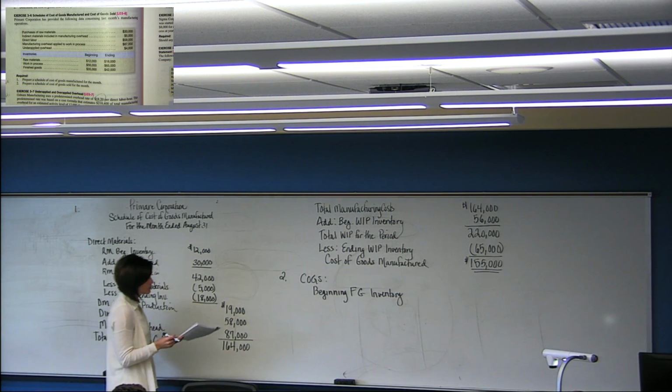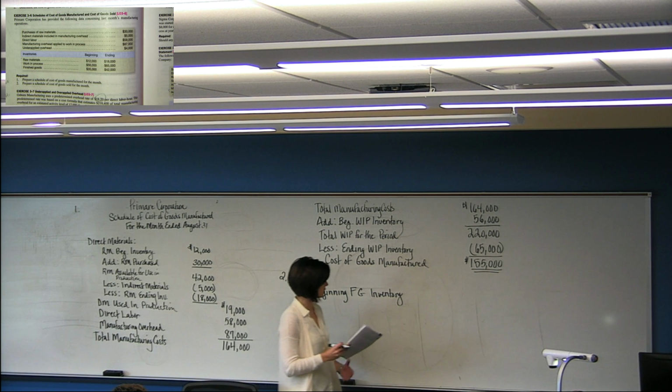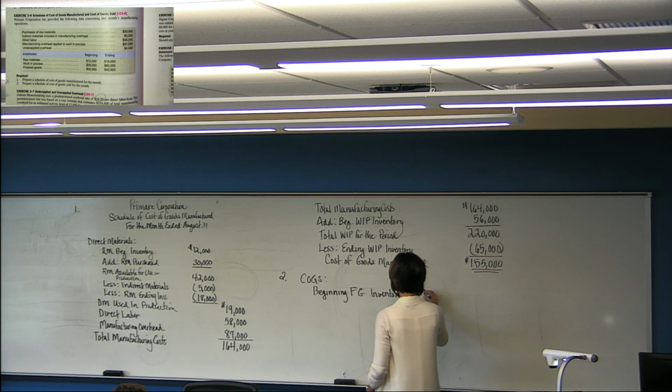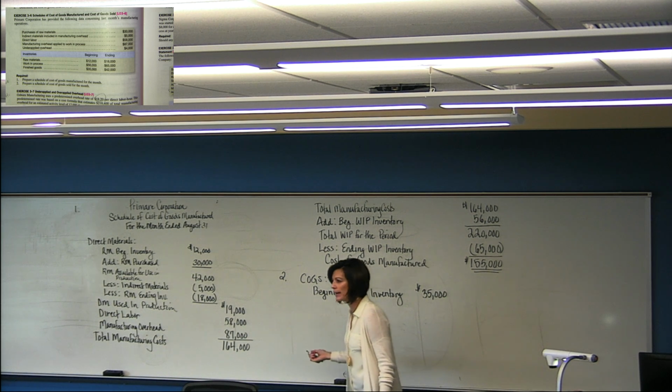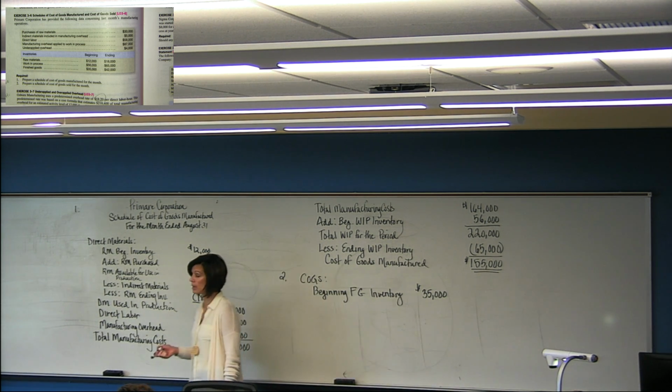Okay, beginning finished goods inventory. What's that number? This is just one column too. 35,000. Okay, just given, right? All my numbers are given. I'm doing a little bit of adding and subtracting, but other than that, I'm just using the numbers.